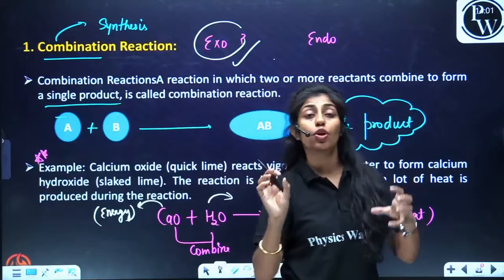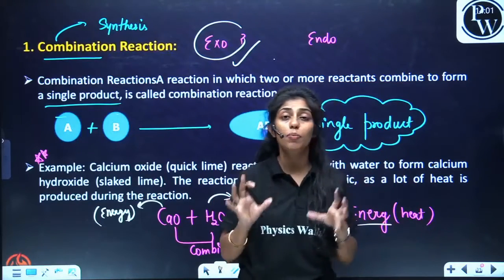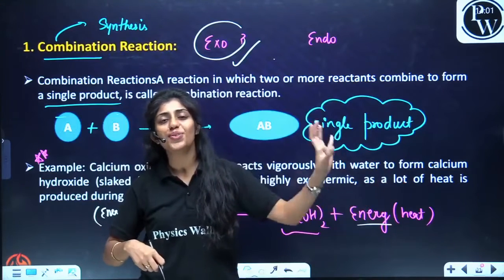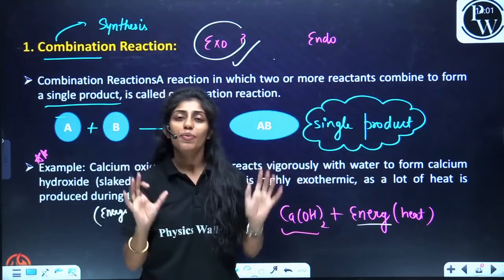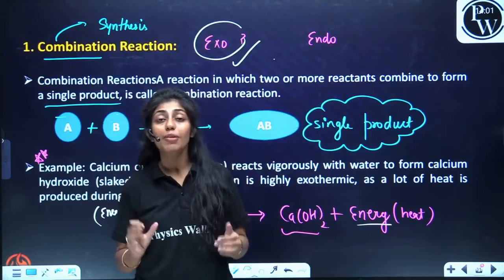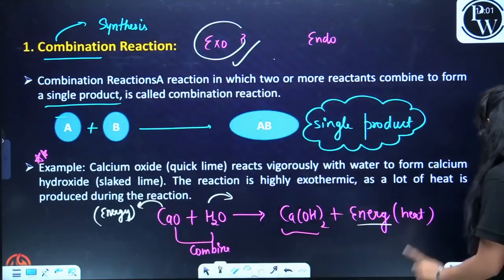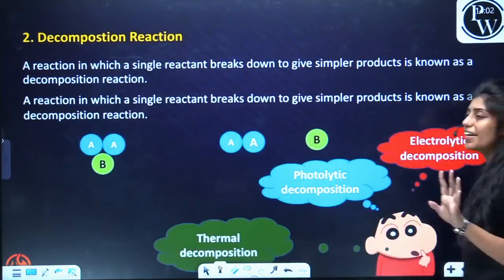Glucose combines with oxygen that is present in the cells of the body. They both get combined, forming CO2, H2O and energy. So these are very important examples you should recall. Most important, you should understand this.